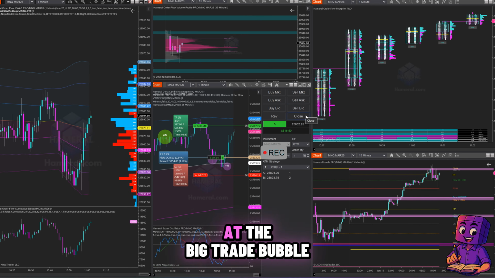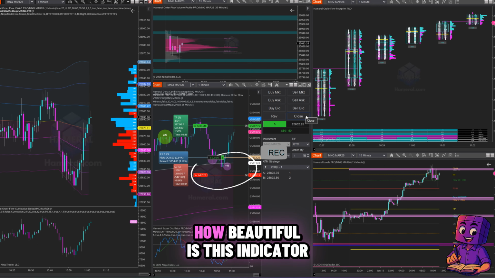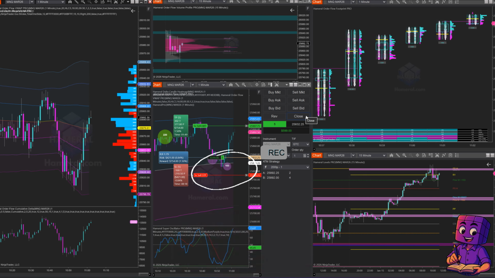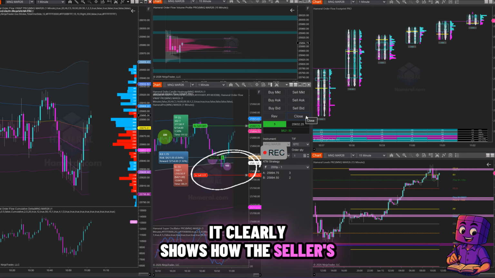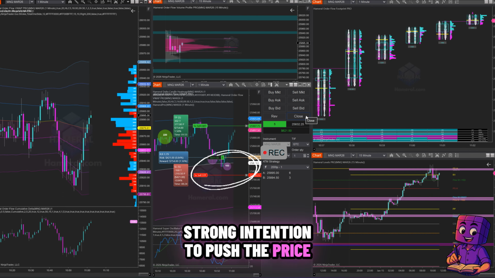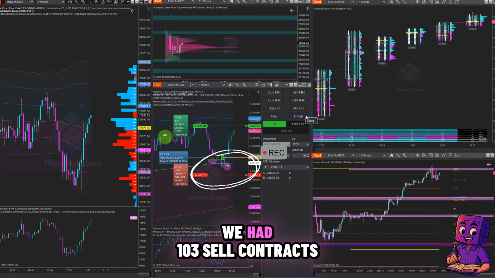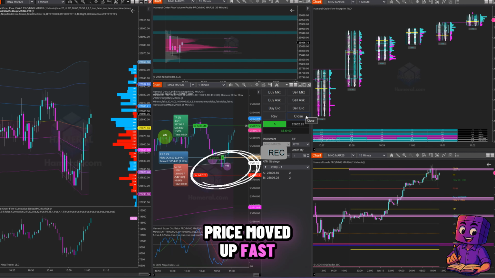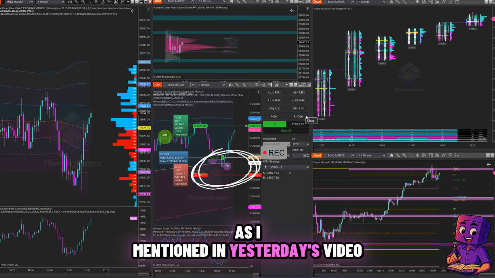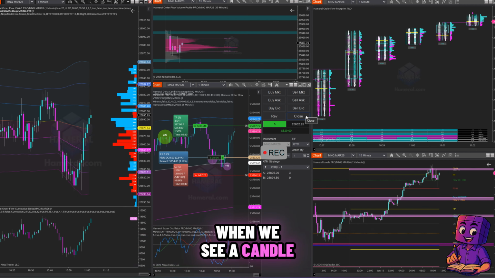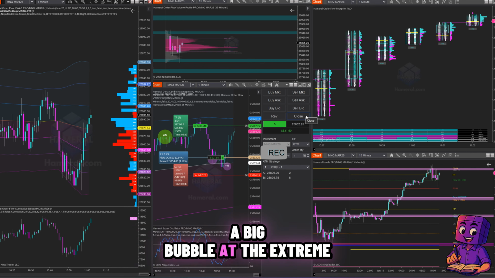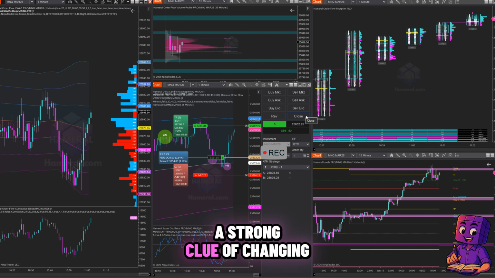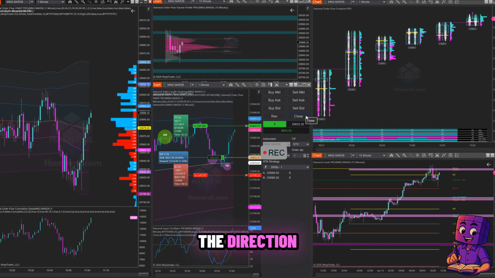Now let's take a look at the big trade bubble. How beautiful is this indicator? It clearly shows how the sellers' strong intention to push the price down failed. We had 103 sell contracts at the bottom, and the price moved up fast, leaving a nice wick. As I mentioned in yesterday's video, when we see a candle with a big wick and a big bubble at the extreme inside a key area, it's a strong clue of changing the direction.